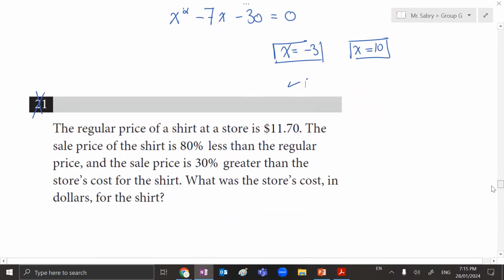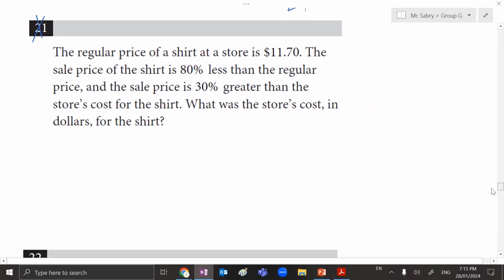Perfect. 21. The regular price of a shirt at a store is $11.7. So there's a regular price, and that's now $11.7. The sale price of the shirt is 80% less than the regular price. The sale price is 30% greater than the store's cost for the shirt. What was the store's cost in dollars for the shirt? Let's take it step by step.